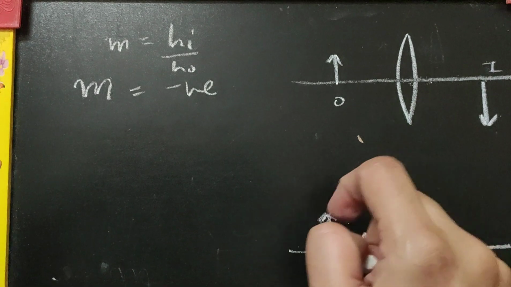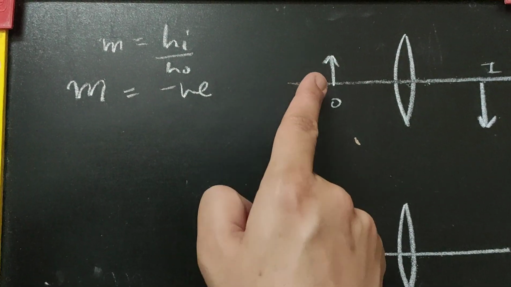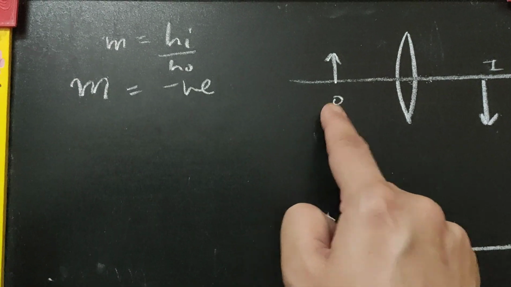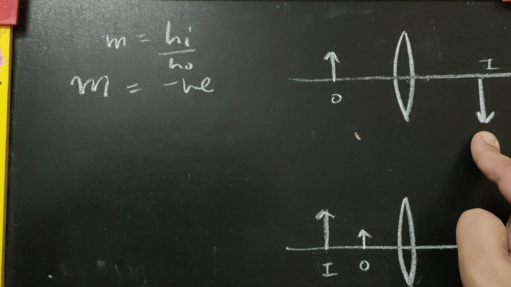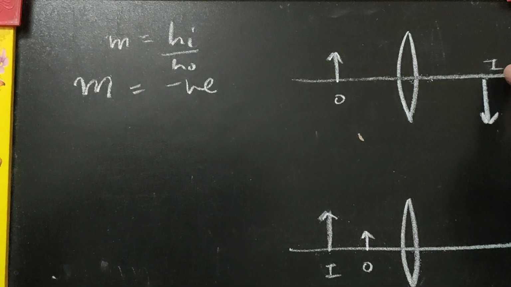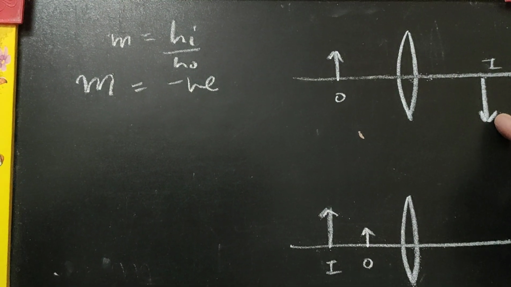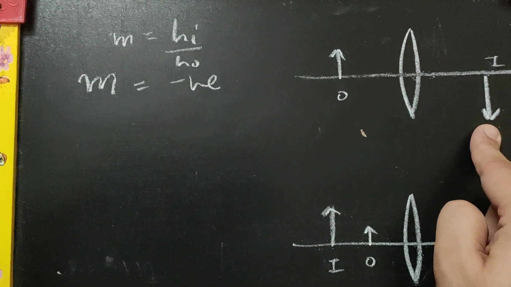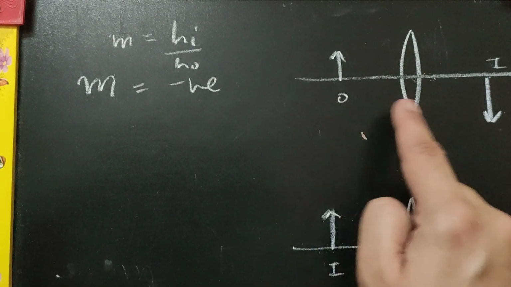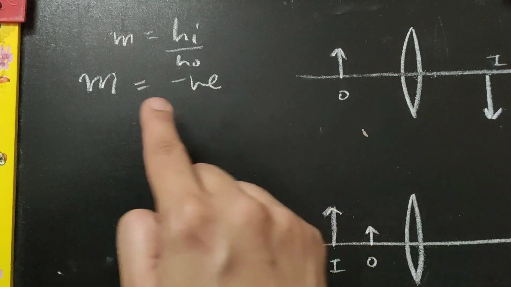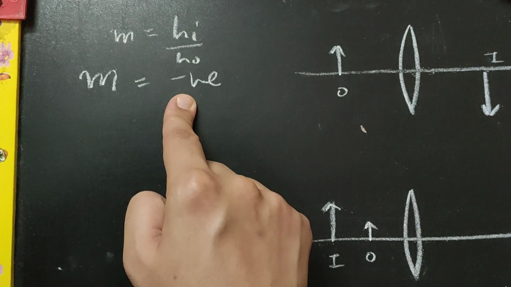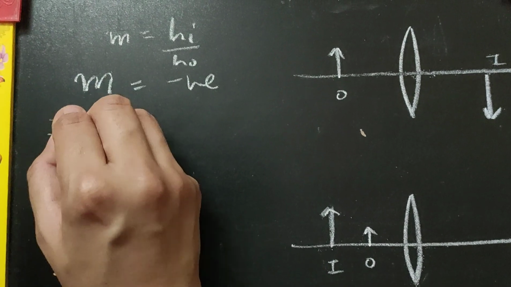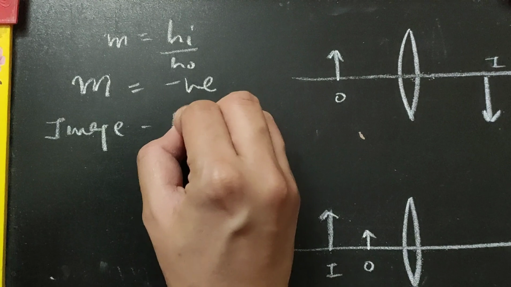Reason being, we had discussed in sign conventions, heights above the principal axis are taken positive if suppose this is representing the object, and heights below the principal axis are taken as negative if suppose this is representing an image. So whenever the image will be real and inverted, the sign of height will be different and hence magnification will be negative. So whenever magnification is negative, we can infer that the image is real and inverted.